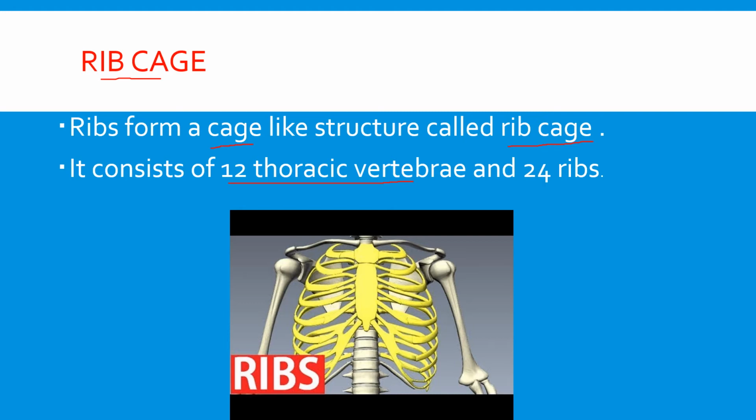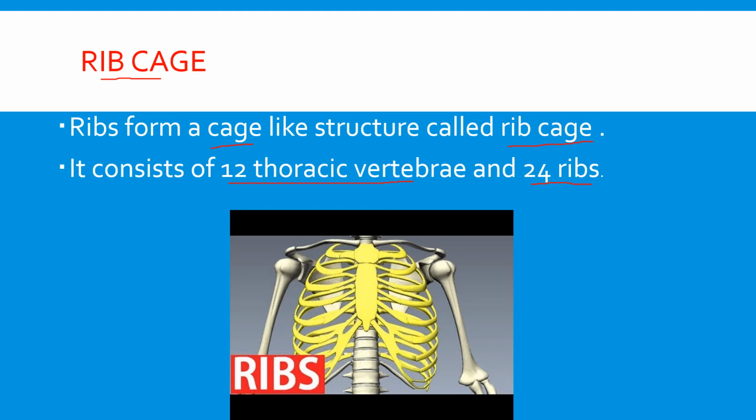Means the thoracic cavity is holding the small vertebrae on its back. These are thoracic vertebrae, and there are a total of 12 thoracic vertebrae. So every rib is attaching to the thoracic vertebrae present in your thoracic region, and there are 24 ribs. As you have studied, the ribs are always present in pairs, so there are 12 thoracic vertebrae and the pairs will be 12 into 2 equals 24.